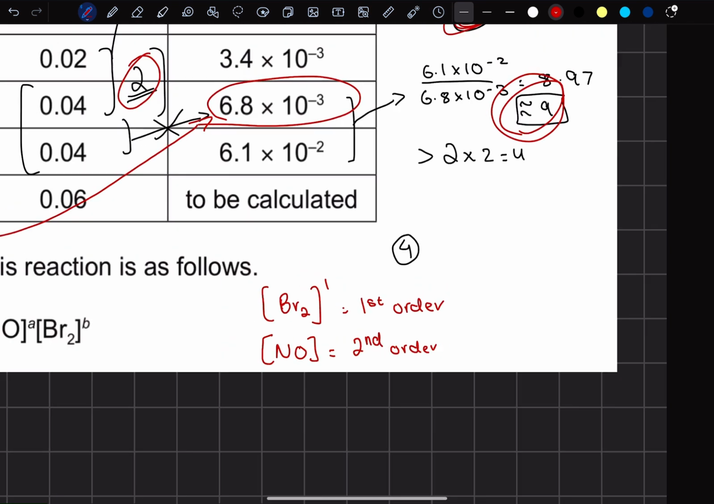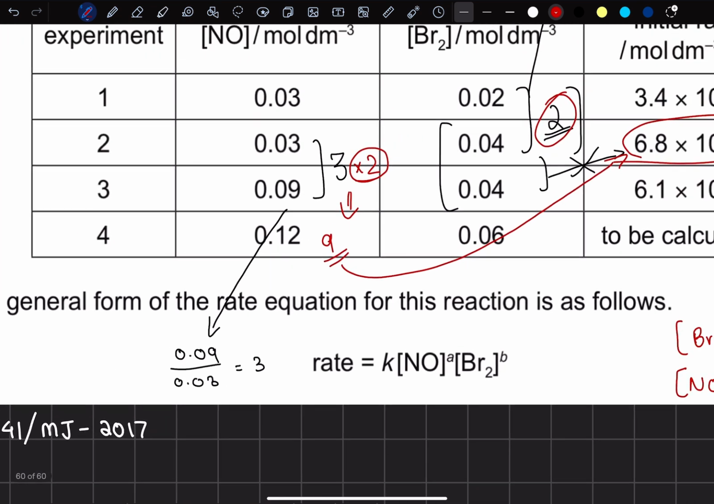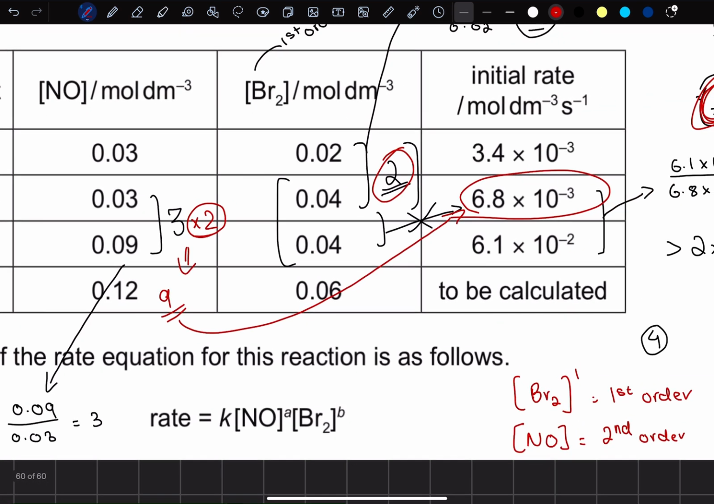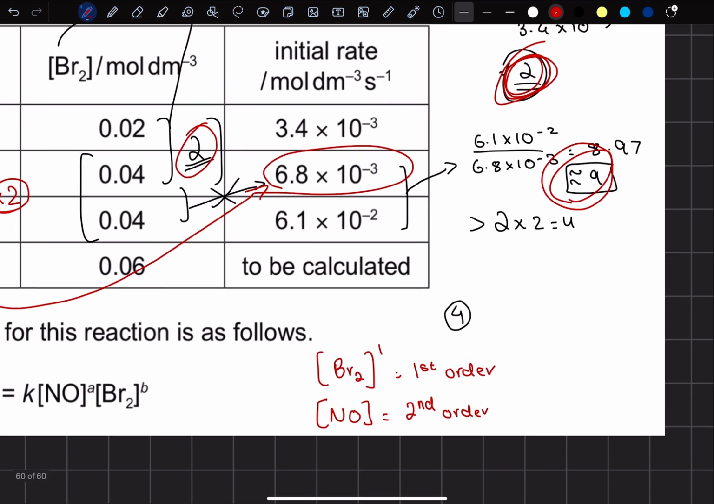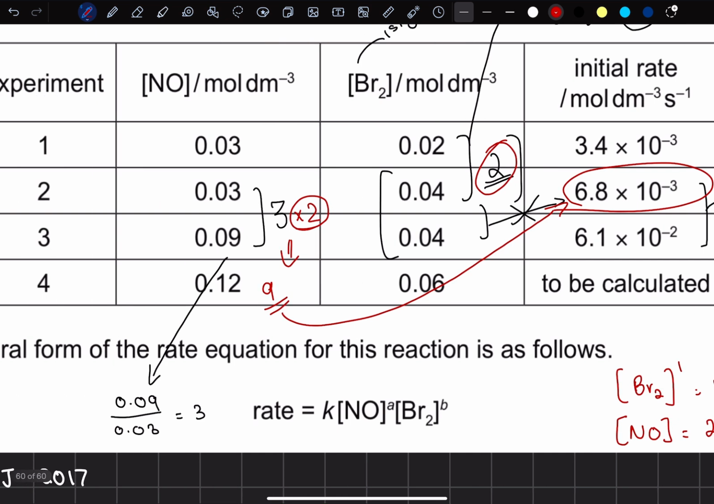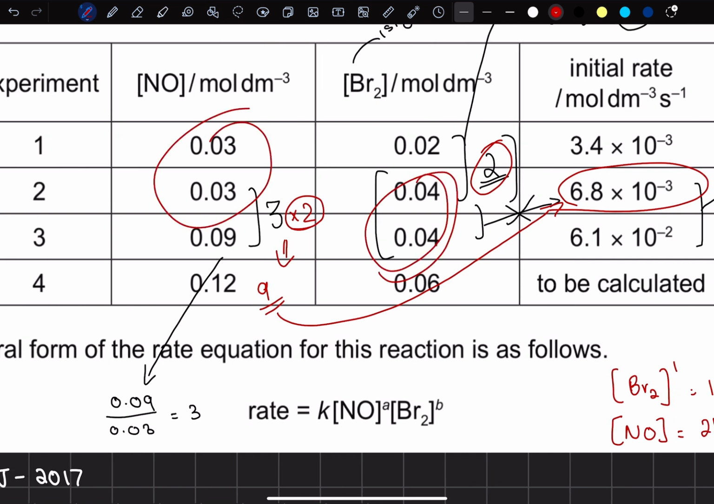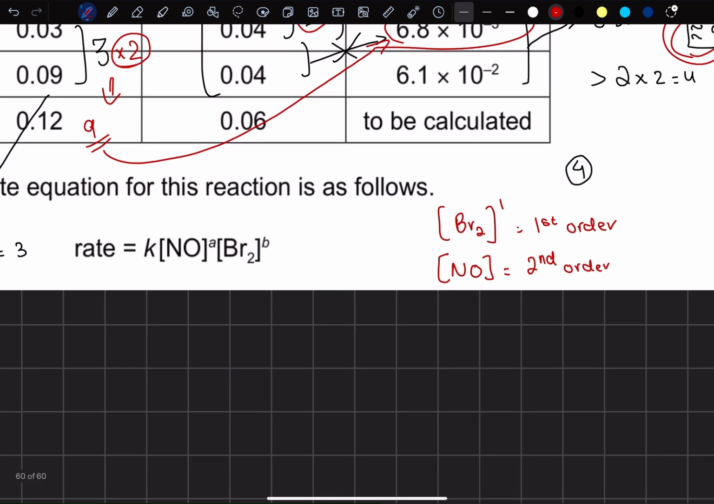So now we have these two. I will show how to calculate the order from the third and fourth experiments as well, because normally in exams you won't have both of these in the same question, because it would make it too easy. So I'll explain that, but first I'll explain how to create the rate equation.